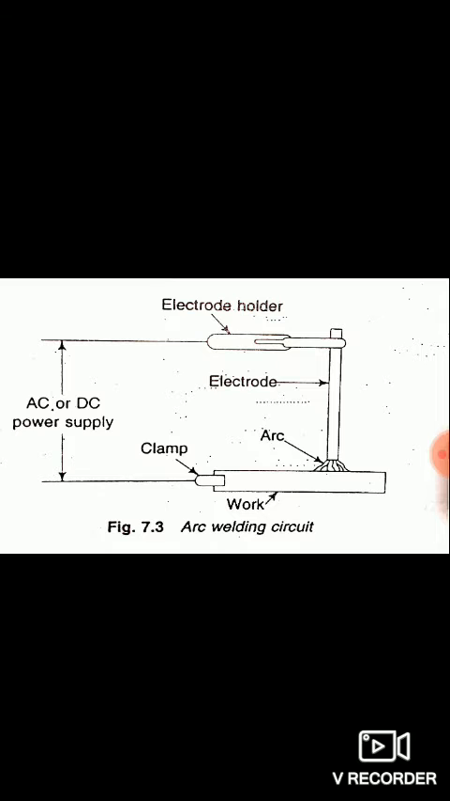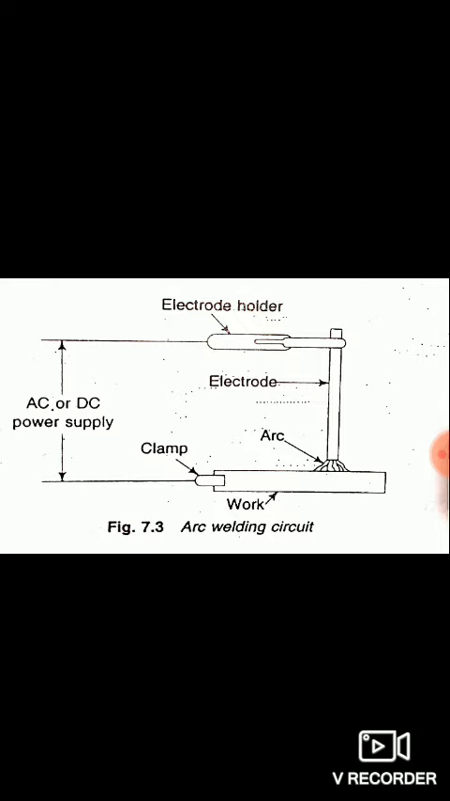In arc welding, the gap between the electrode and the workpiece is important for the arc to exist continuously and is known as the arc length. The distance between the electrode and the workpiece is called the arc length. It is very important, and it has to be maintained within a specific range for good quality welding.